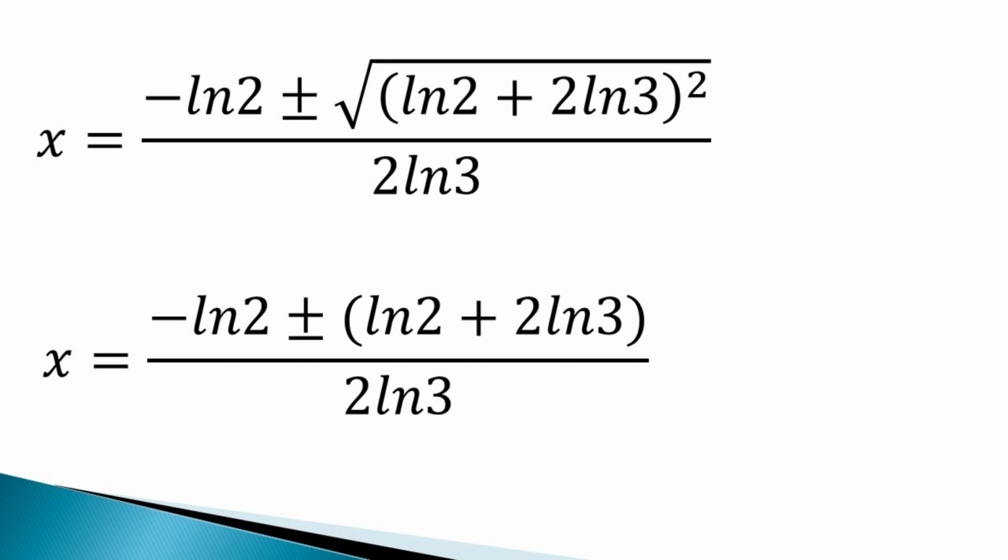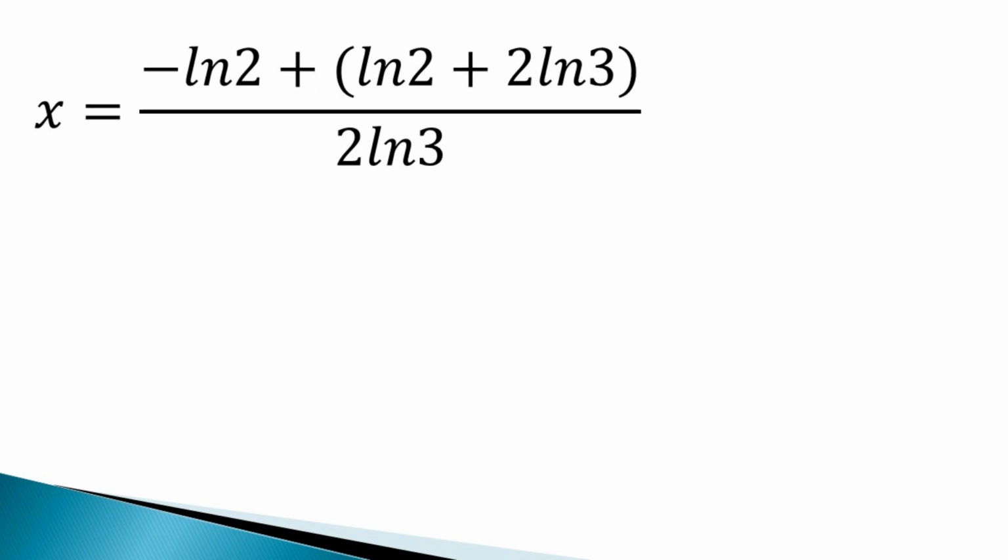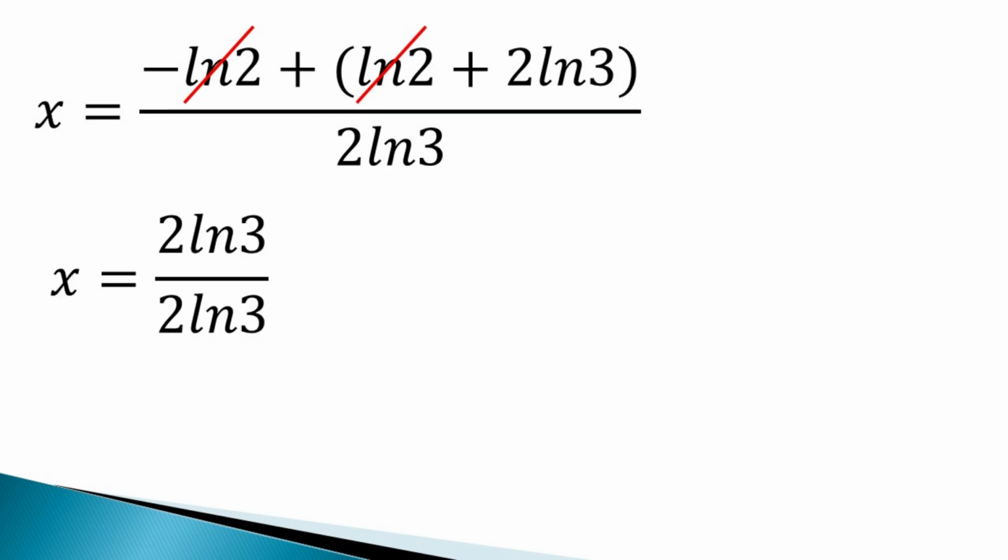This gives us two values for x, one for the positive sign and one for the negative sign between the two terms in the numerator. So let us consider first the positive sign, which gives the value of x as equal to minus ln 2 plus ln 2 plus 2 ln 3 divided by 2 ln 3. Both the ln 2 terms in the numerator get cancelled by each other, and the expression for x becomes 2 ln 3 by 2 ln 3, which is simply x is equal to 1, and it can be easily checked that x is equal to 1 satisfies the given equation, and hence this is one of the valid solutions.